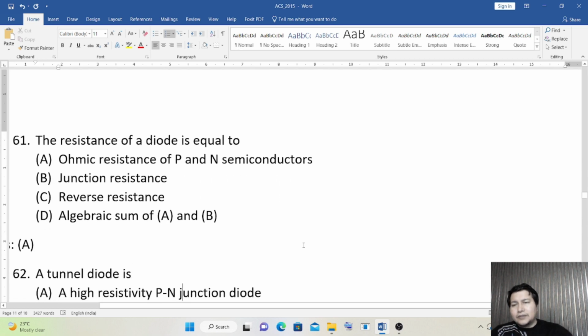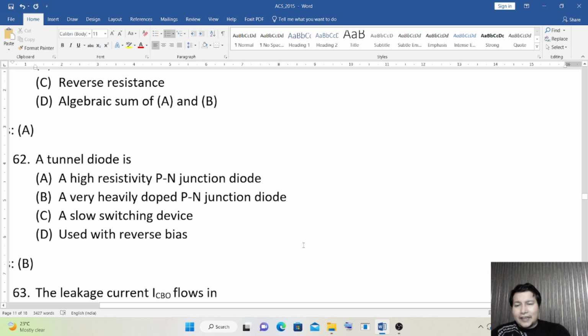61 number question. The resistance of a diode is equal to ohmic resistance of P and N semiconductors, junction resistance, reverse resistance, algebraic sum of A and B. So correct option to hobo ohmic resistance of P and N semiconductors.